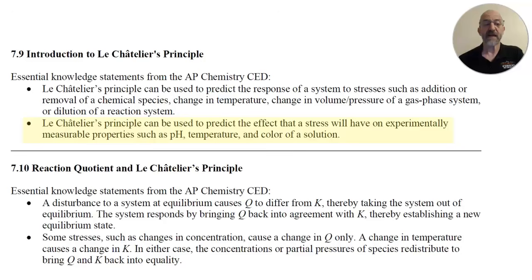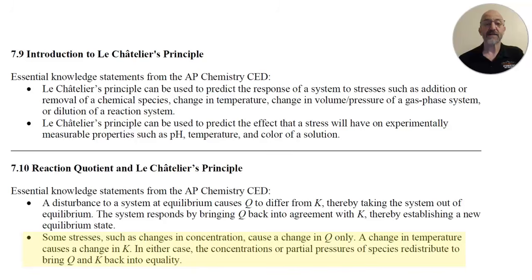And for topic 7.10, a disturbance to a system at equilibrium causes Q to differ from K, thereby taking the system out of equilibrium. The system responds by bringing Q, the reaction quotient, back into agreement with K, the equilibrium constant, thereby establishing a new equilibrium state.